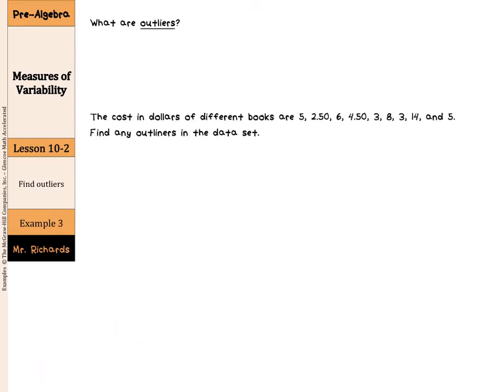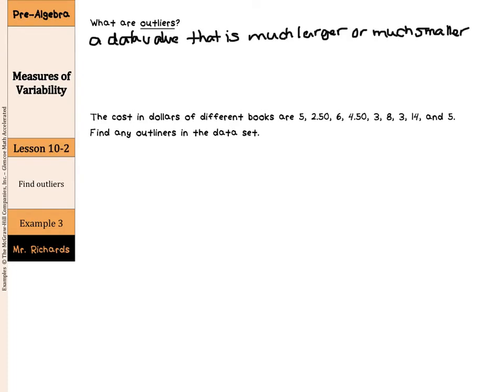Now we have outliers, and we want to find outliers. Well, let's define outliers. An outlier is a data value that is much larger or much smaller than the median.